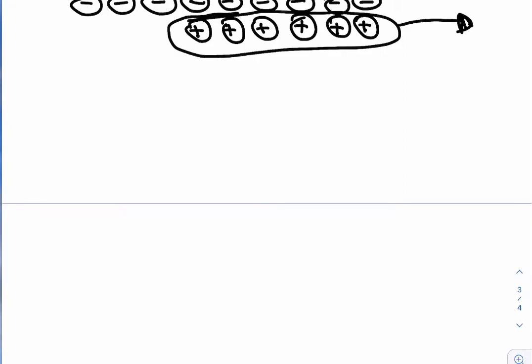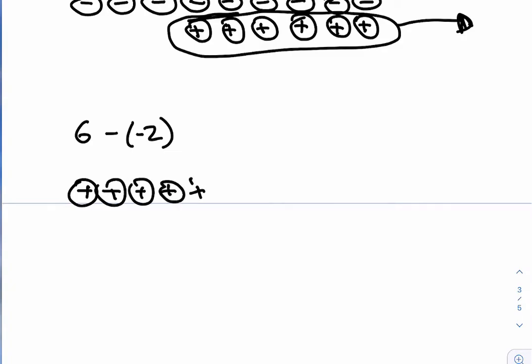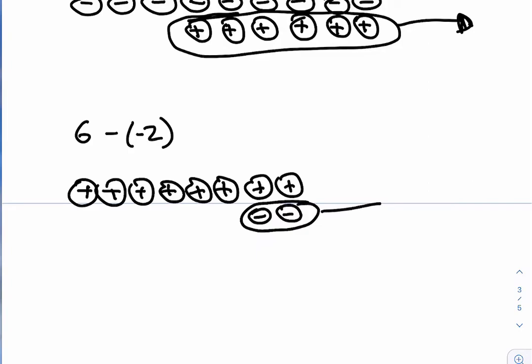Let's see. 6 subtract -2. Draw my first set of chips for my first integer. 6 chips. I do not have 2 negative chips available, so I need 2 negative chips. So I'm going to bring in 2 zero pairs. I now have those available. I will now circle those, remove or subtract my second integer. My remaining chips are my answer, +8.